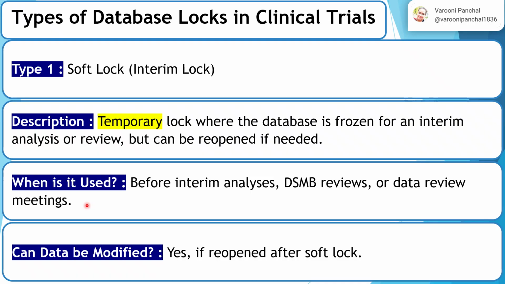This specific lock can be reopened, provided you have a valid reason. Say at the time of the interim analysis you temporarily locked it. After that you conduct the interim analysis and the DSMB review. If the stakeholders and the sponsor give a go-ahead to continue with the clinical trial, then you have to unlock this soft lock, enter the patient's data again, and continue working on your database as usual.